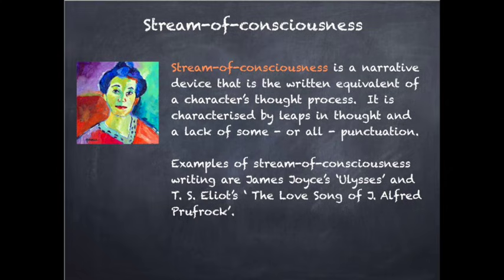So, examples of stream of consciousness writing are James Joyce's Ulysses and T.S. Eliot's The Love Song of J. Alfred Prufrock, and we're going to look at both those, or parts of both those texts right now.